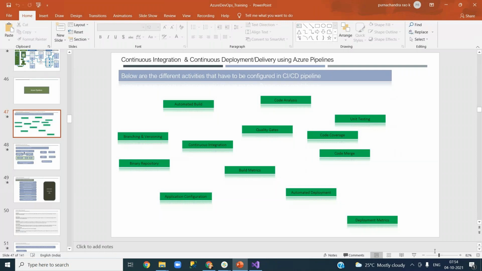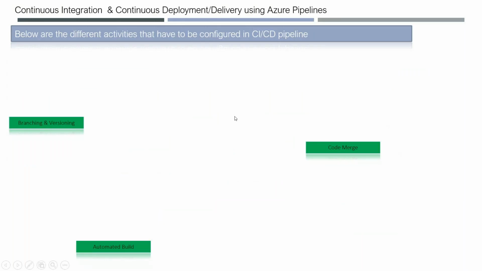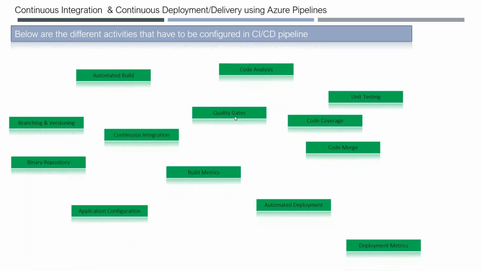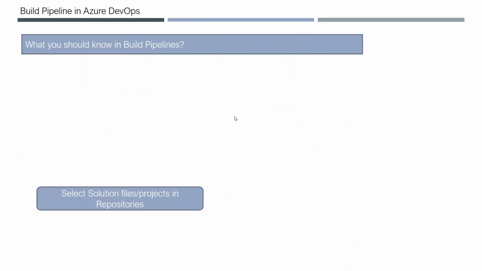Okay, that's good. This is on the developer end. Now come to the DevOps engineer mode. Now you need to do all these things from the Azure pipeline. So what do you need to know for building a pipeline? First, you need to have a project. So you need to select your solution file or projects in the repository. Everything is in the repository, the Azure Repos repository.